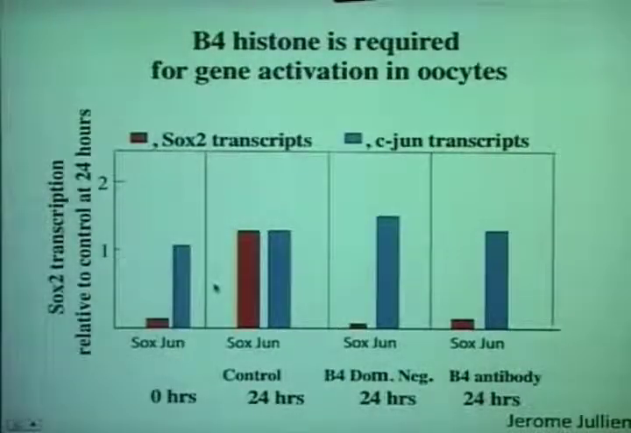A problem in this field is that of proving that any particular process is necessary rather than just a correlation. It's no use doing gene knockout experiments because the protein's there. And it's no use doing message depletion experiments, again, because the protein is already there. So you have to do protein knockdown experiments. And this is done using either a dominant negative competitor or an antibody against B4.